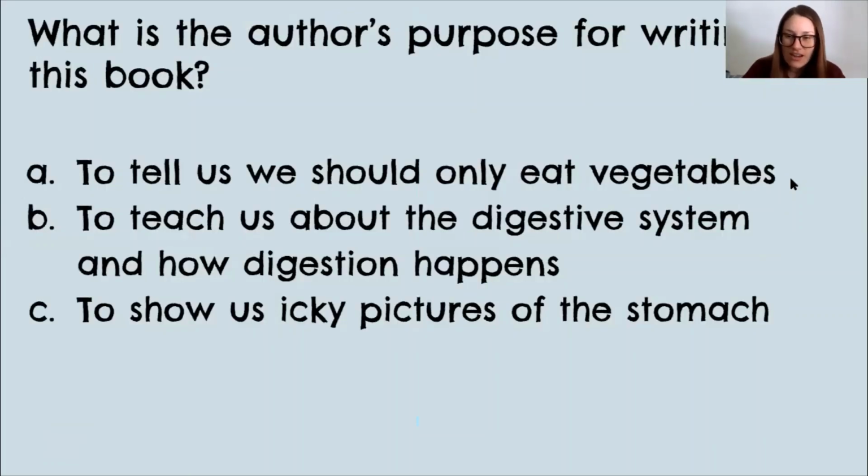So I want you to think now, after looking at all of those pages, after looking at the table of contents, the title, and some of the pictures in the text, what do you think is the author's purpose for writing this book? Why did Jennifer Pryor write this book? What did she want to tell us? A, to tell us we should only eat vegetables. B, to teach us about the digestive system and how digestion happens. Or C, to show us icky pictures of the stomach.